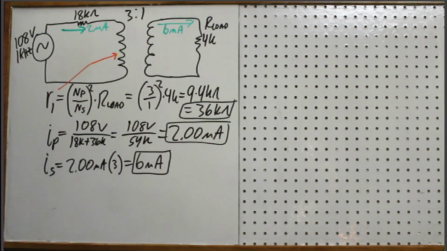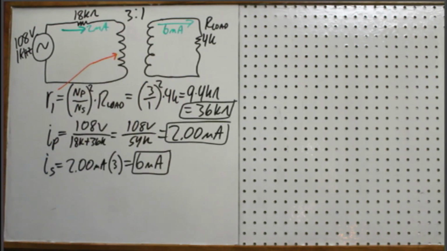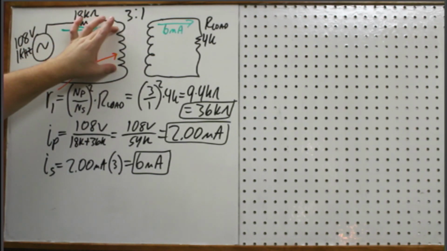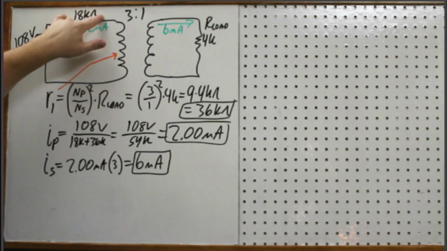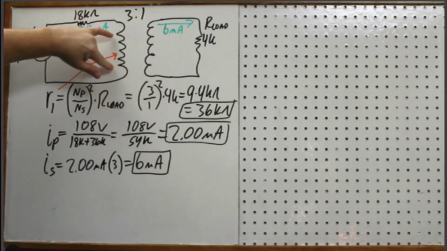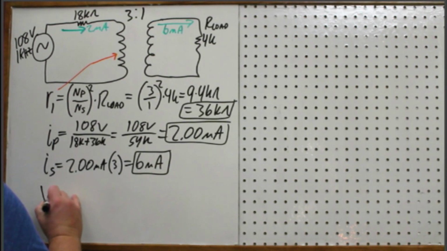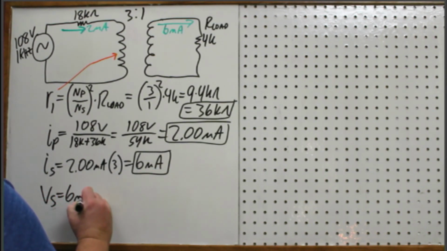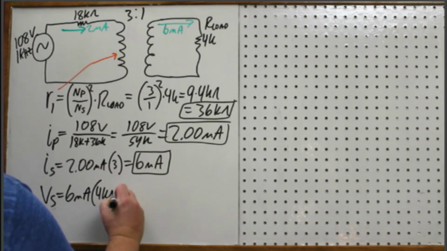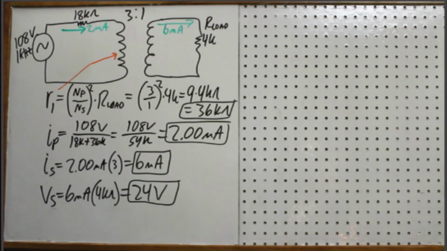Now, as far as calculating the voltage on the secondary, we can no longer just assume that this is 108 volts on the primary because there's some voltage drop across here. So in this case, I'm actually going to calculate the voltage on the secondary and then figure out what the voltage on the primary is from that calculation. So voltage on the secondary is 6 milliamps times that 4 kiloohms, and I only have 24 volts on the secondary.